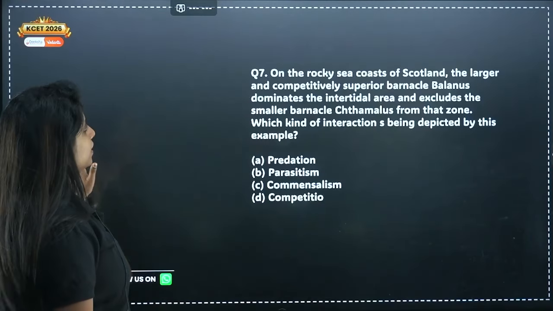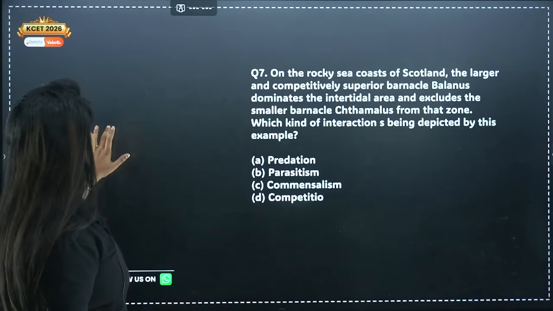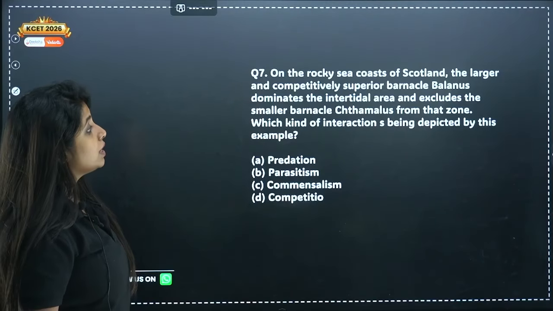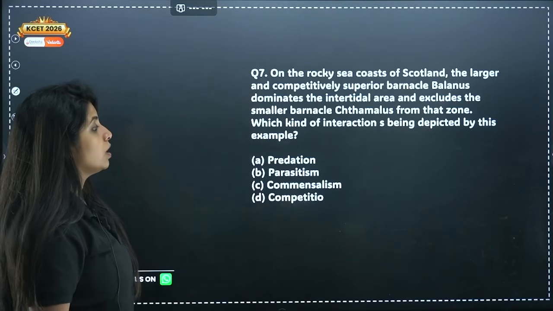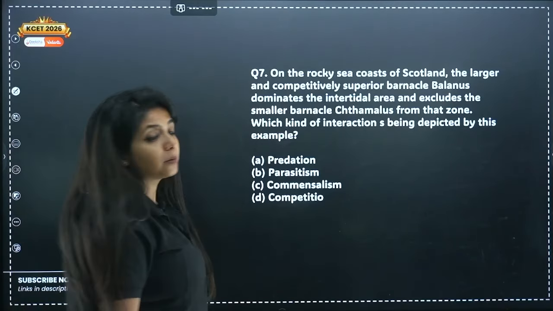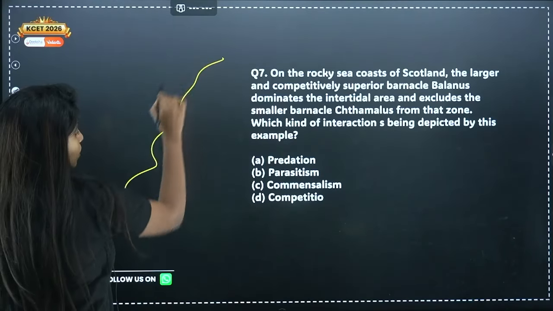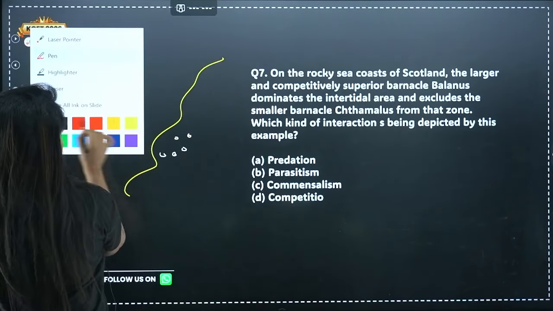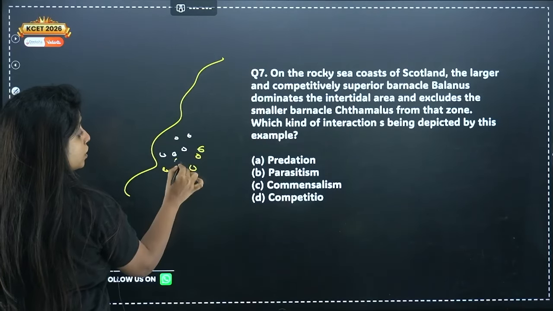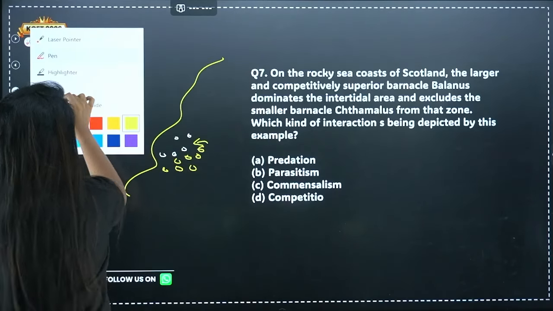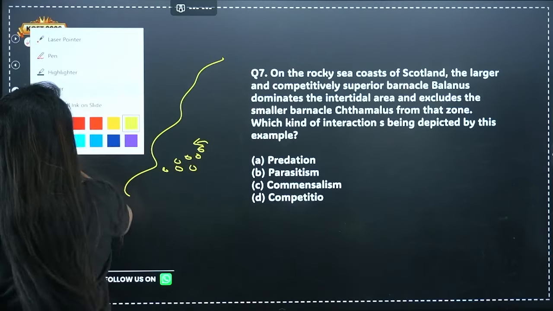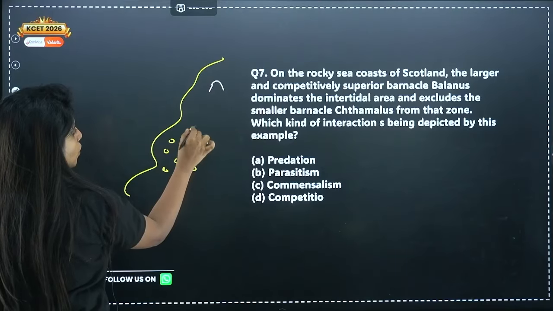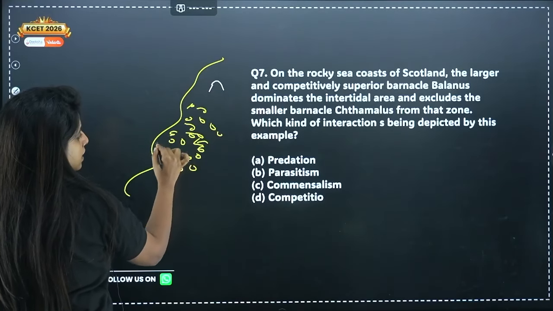Okay? Yes, ma'am. Next, on the rocky sea coast of Scotland, the larger and competitively superior barnacle, Balanus, dominates the intertidal area and excludes the smaller barnacle, Chthamalus, from that zone. What kind of interaction is being depicted by this example? So in the intertidal region over here, my dear, suppose initially you had a few Chthamalus, and you had Balanus also. But these Balanus dominated, which is why they made sure that these guys are excluded from the intertidal zones. And basically, they can either move up or go somewhere. But anyway, the Balanus kept on dominating and they spread around. They utilized the entire thing.